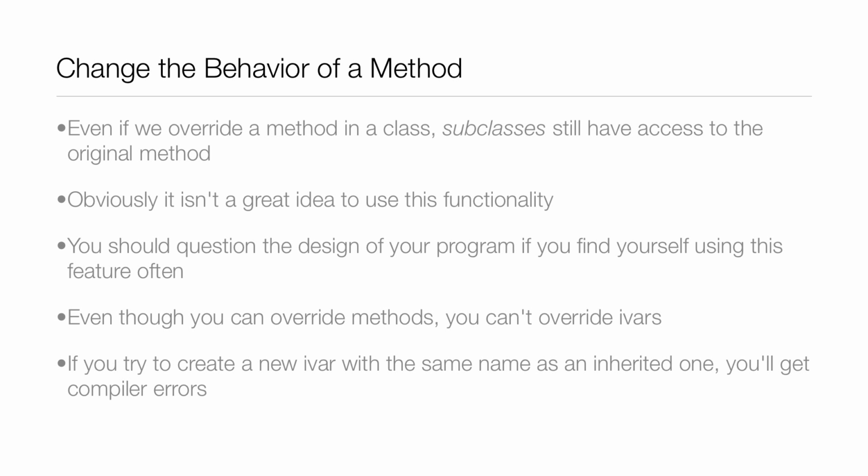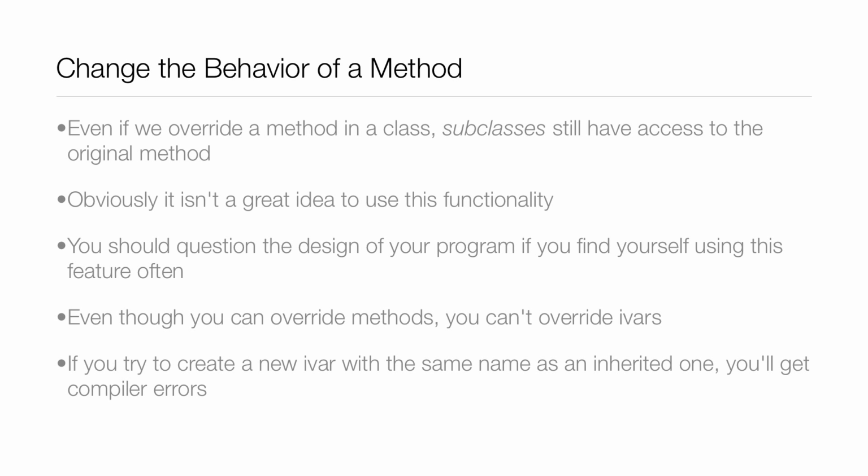And a little bit more about changing the behavior of a method. Even if we override a method in a class, subclasses still actually have access to the original method. And obviously this isn't a great idea to use this functionality. And again, you should question the design of your program if you find yourself using this feature often, because not only is it just like this method over here in this class does this thing while that method in that class does that, it could be this method over here still does that sometimes, but not all the time, and it just becomes very confusing. And if you find yourself using these functionalities a lot, you should really just question the design of your program.